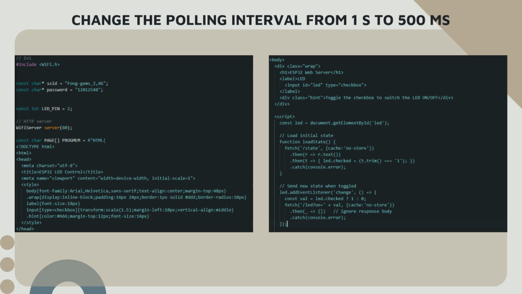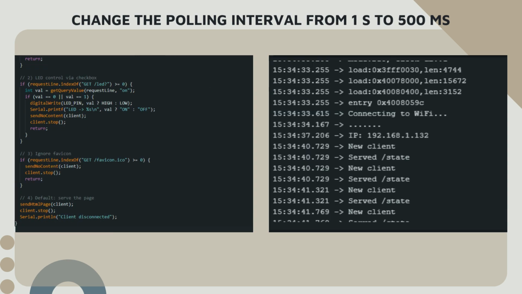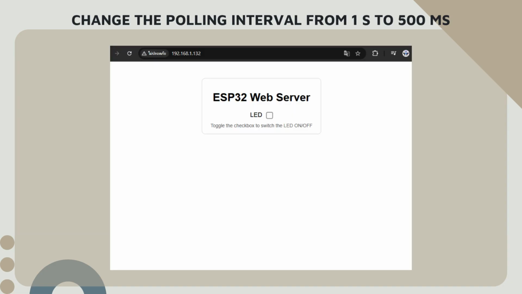The code is not very different from the base one, and the serial monitor is the same as before: it shows the IP, shows whether the client is on the server or not, and polls the state every 500 milliseconds. The web page served is still the same.